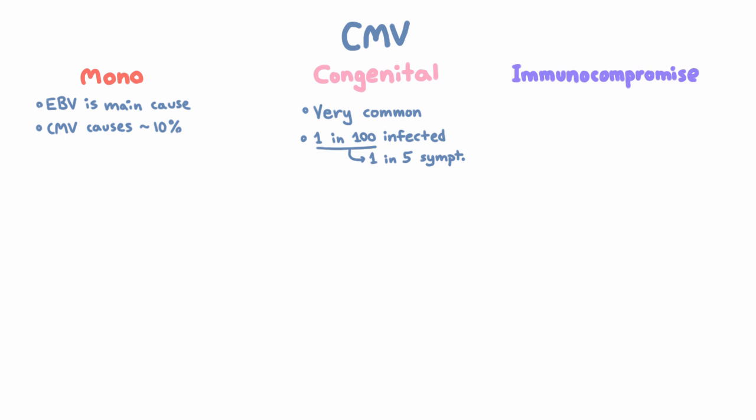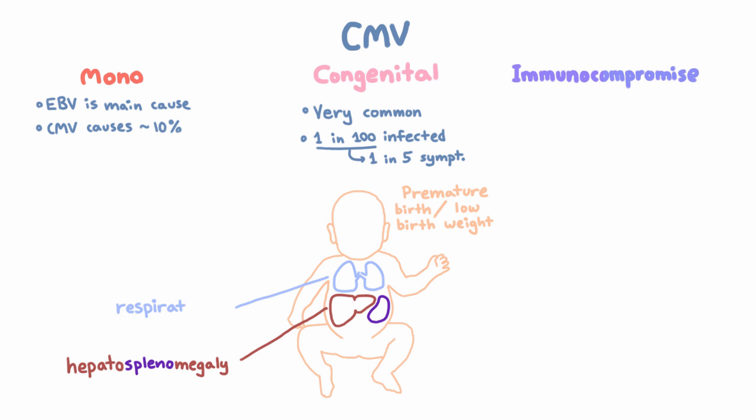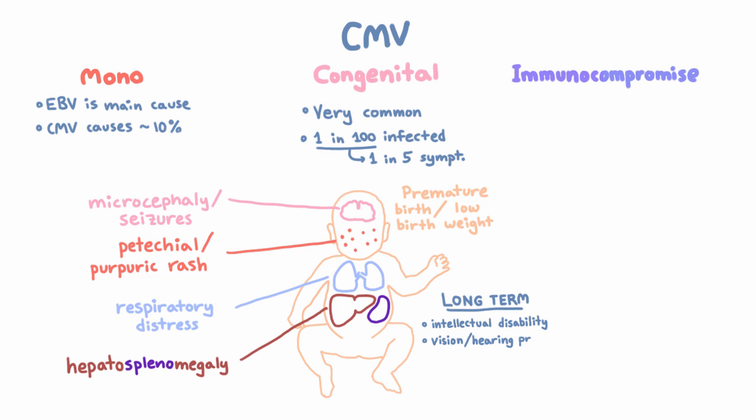And the disease can range in severity from mild to fatal, but possible signs of congenital CMV infection at birth include premature birth with low birth weight, hepatosplenomegaly, respiratory distress, microcephaly and seizures, and a petechial or purpuric rash. So that's all stuff you might see at birth. And then long-term complications can include intellectual disability, vision and hearing problems, seizure disorders, and problems with weakness and coordination.